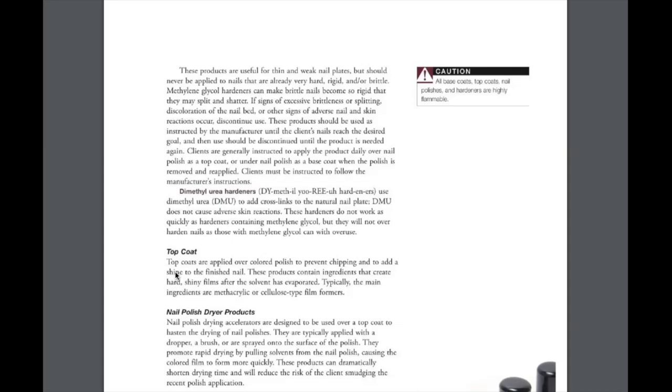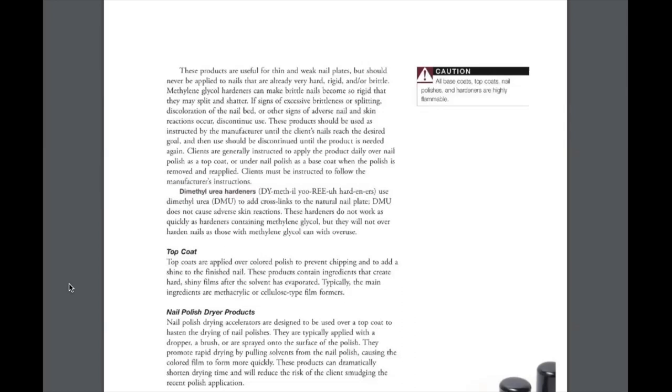We have our top coat. Your top coat is clear and it's layered over your colored polish to help prevent chipping and to add the shine that we all see once we're done with our nails. Once they're done painting them, you have the gel top coat and you also have regular top coat. With the gel top coat, it has to be light cured just as you would with the gel polish.